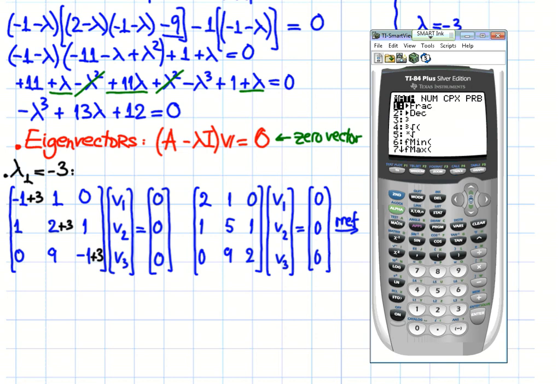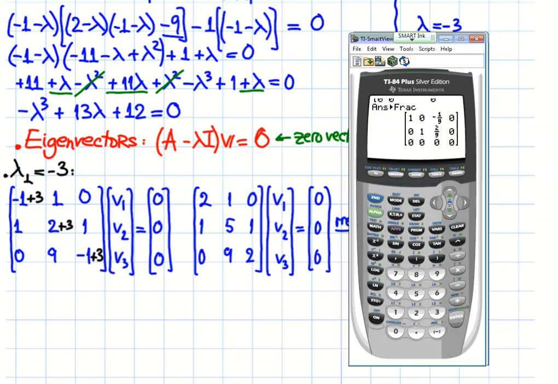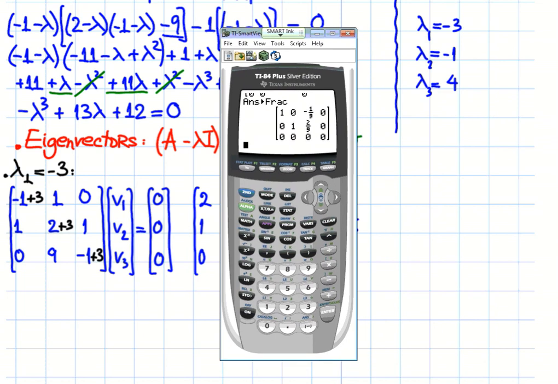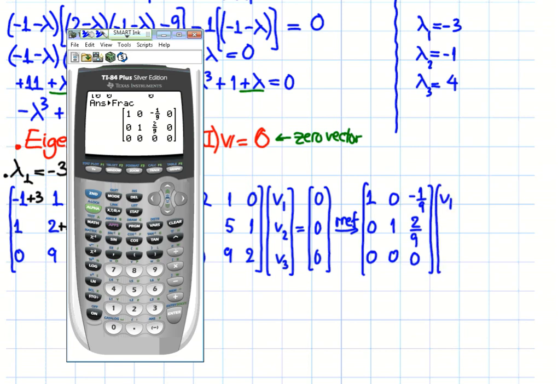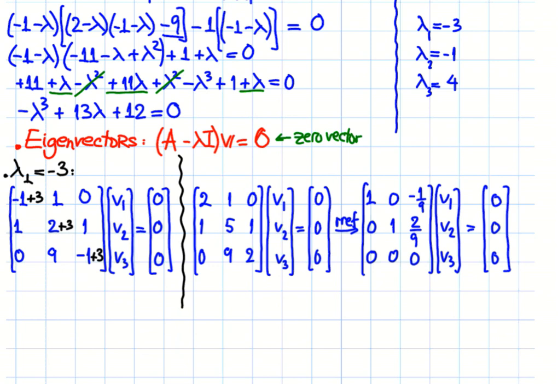If we convert this to fractions, that is what we have. I'm going to copy the result: 1, 0, negative 1 over 9, 0, 1, 2 over 9, 0, 0, 0, and then we have 0, 0, 0 on the right hand side. Right. And give some space here.